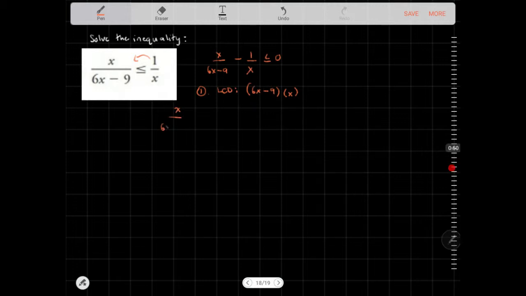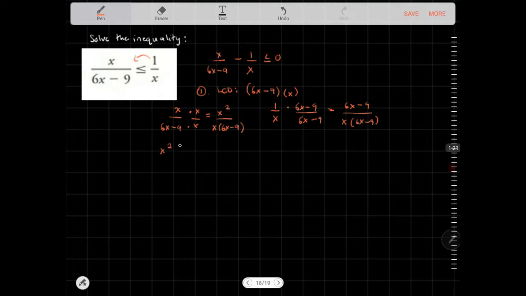So for the x over 6x minus 9, I'm going to multiply the numerator by x and the denominator by x to create its equivalent fraction, x squared over x times 6x minus 9. I'm just going to keep the denominator, I don't have to expand it. And for the 1 over x, I'm going to multiply this by 6x minus 9, and do the same thing for its denominator, and you get 6x minus 9 over x times 6x minus 9. Okay, so now you can see that the denominators are the same.